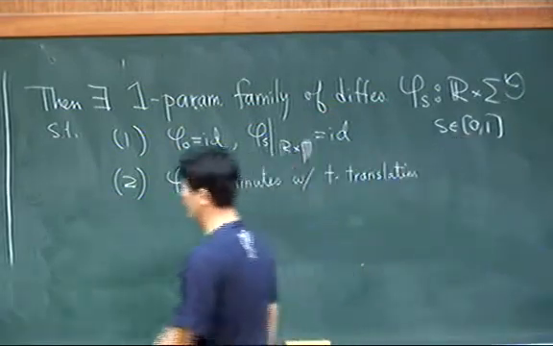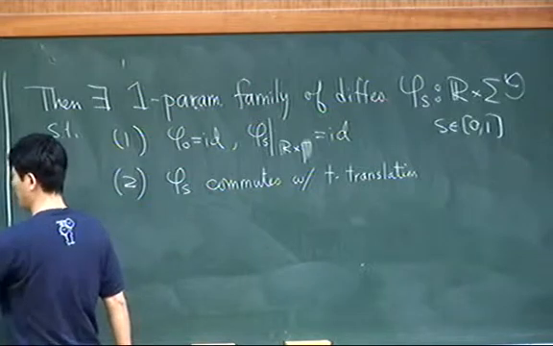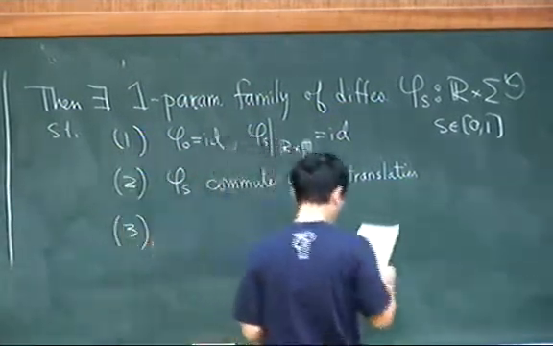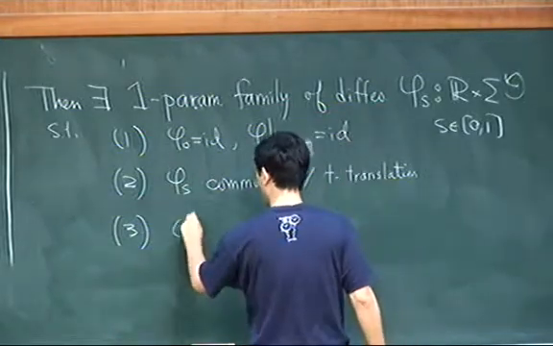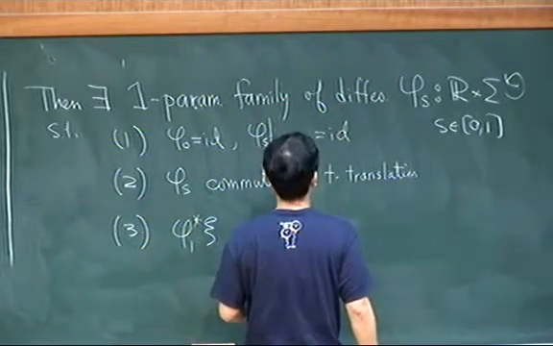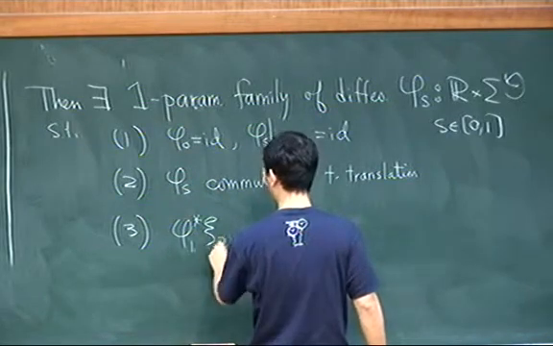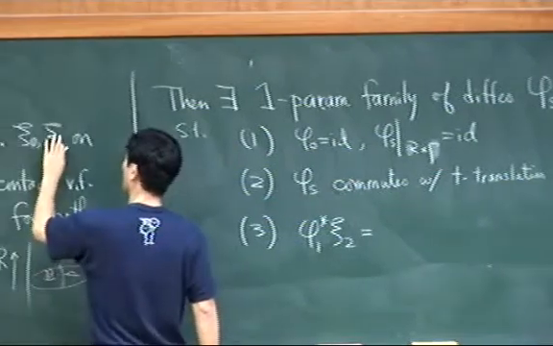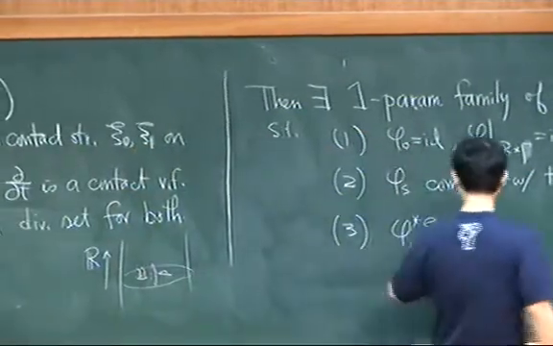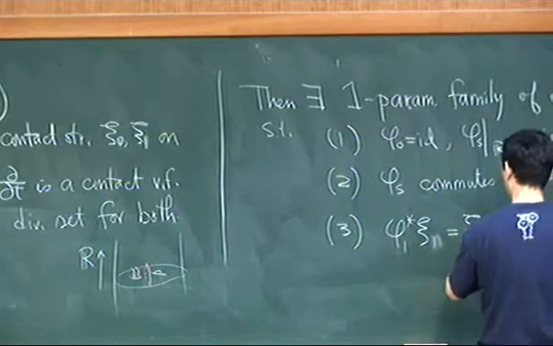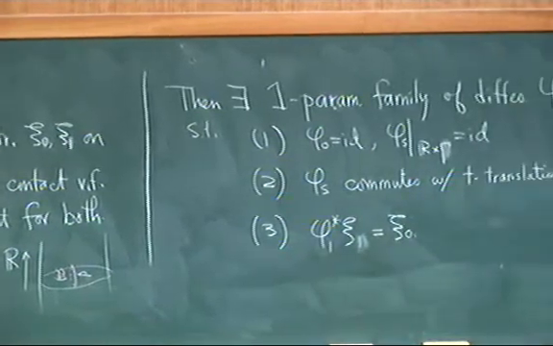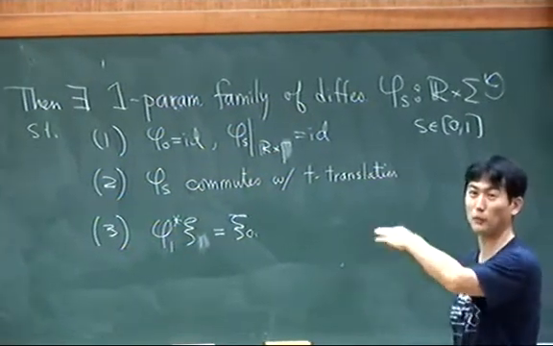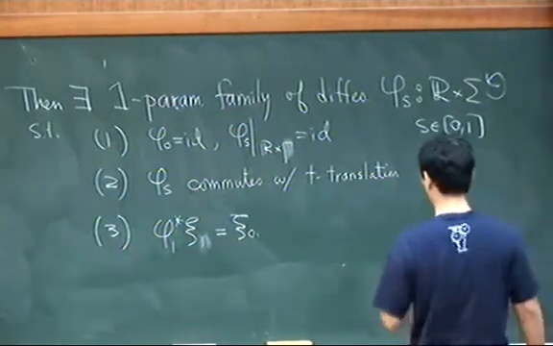So by this I mean whatever you're sending this, you have to be able to translate up and down. And then lastly, phi sub 1 pullback of C sub 2 is equal to, maybe this should be 0 and 1 or something. So given two contact structures with the same dividing set, you should be able to get from one to the other through some sort of simple thing.